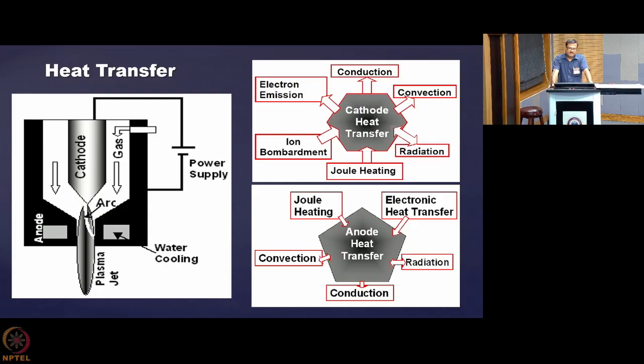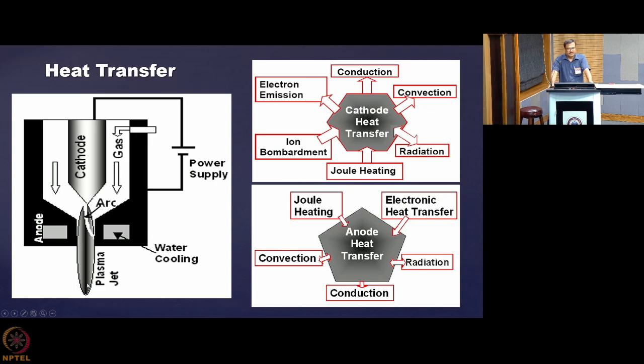In our previous class, we already started this one, and we discussed how a plasma torch operates. There is a cathode, there is an anode, and this anode has cooling, and this cathode also has cooling on the back side. An arc is established between the cathode and the anode. That arc hits the gas that is flowing, and the plasma jet is formed.